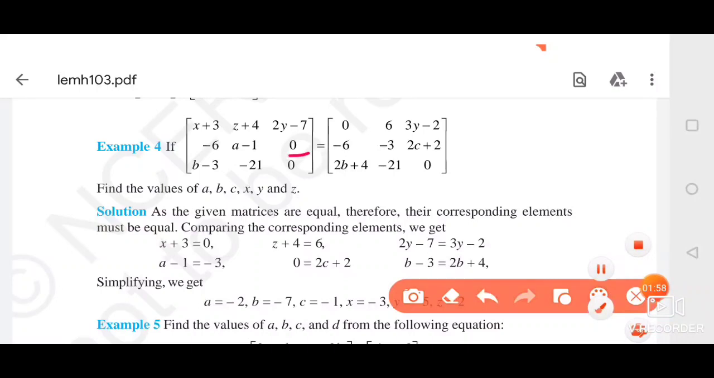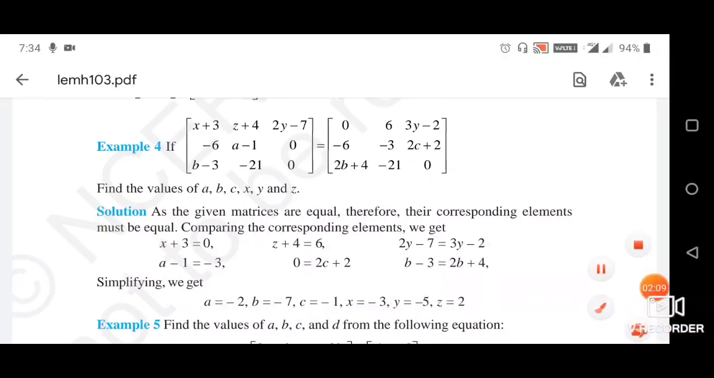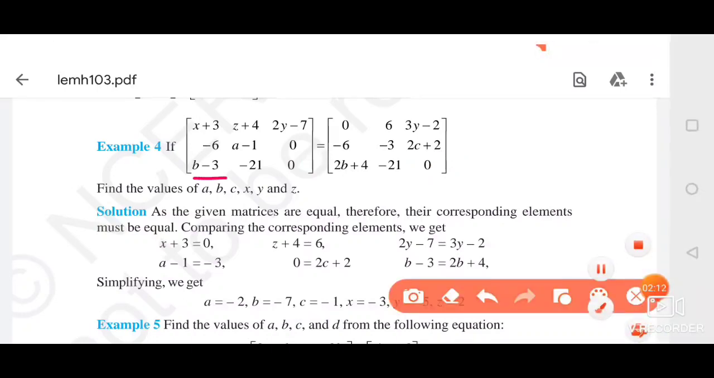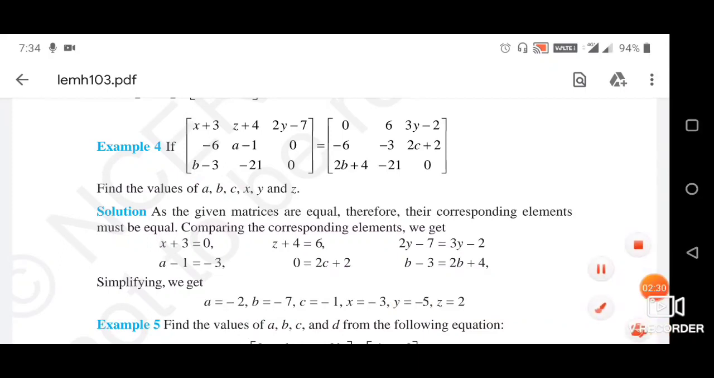Next, 0 and 2c plus 2. By equating these two, we can find c is equal to minus 1. b minus 3 and 2b plus 4. By equating these two, we can find b is equal to minus 7. So, in this way, we can find the values of a, b, c, x, y and z.